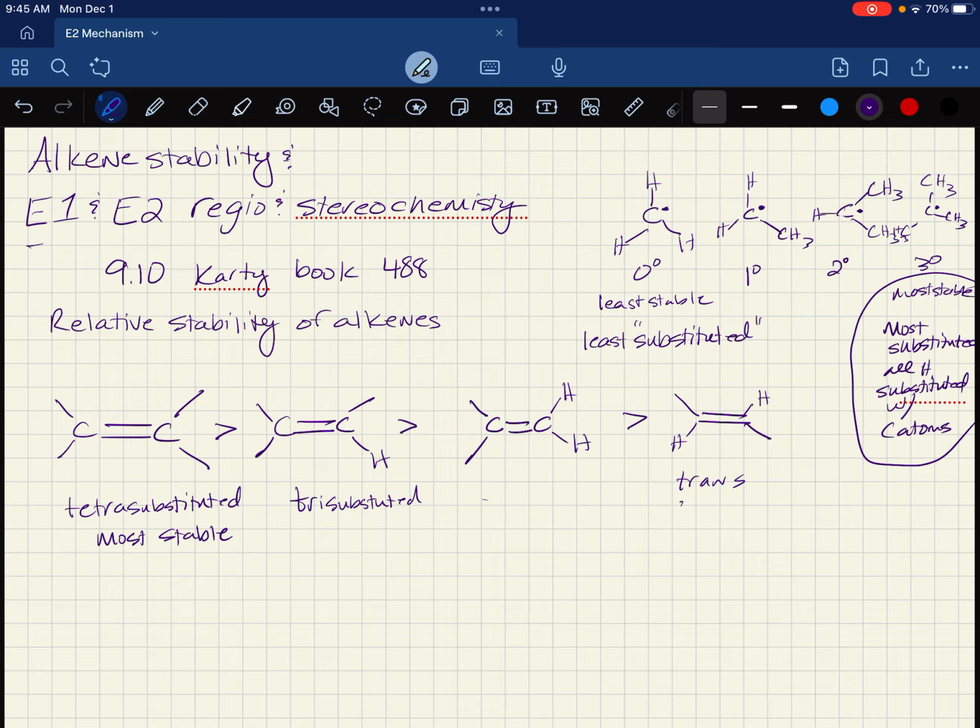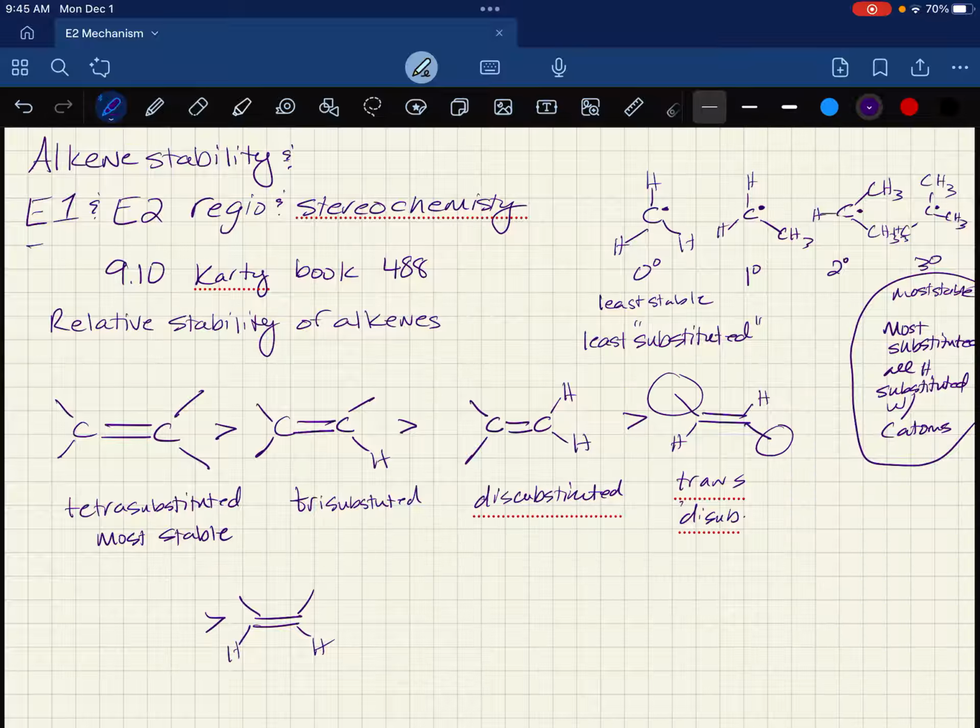So this is disubstituted with both of the carbon atoms on the same carbon, and then trans disubstituted. And then the next one would be cis disubstituted. And it makes sense here that the trans groups have more space around them, whereas the cis groups, especially if they get to be larger groups, this is going to be more steric hindrance here. They're going to start to literally bump into each other. So the cis disubstituted is less stable than the trans.